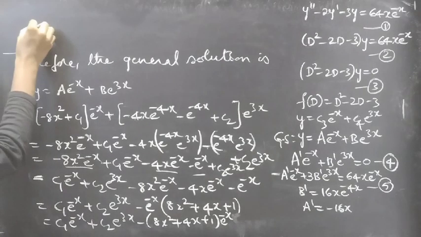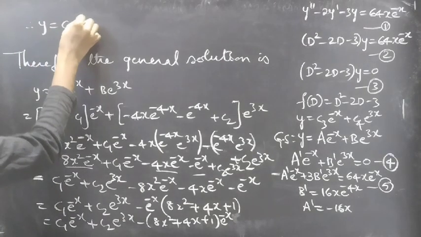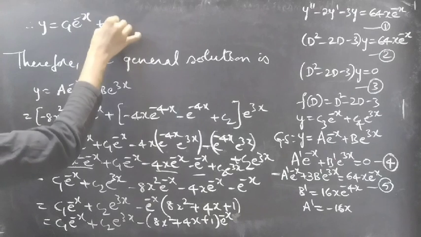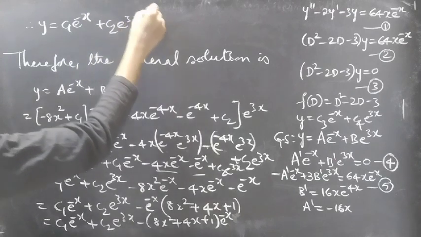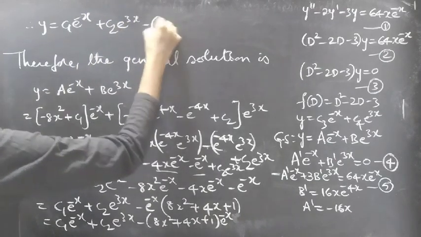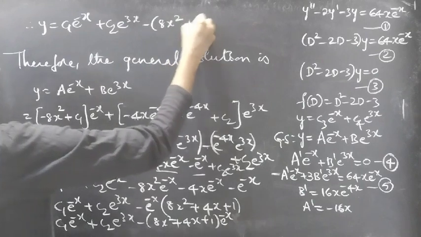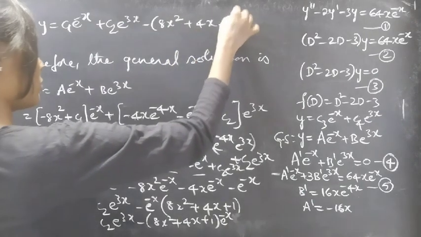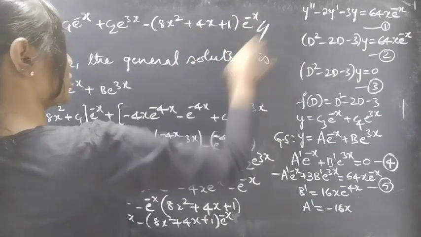Therefore, y equal to c1 e power minus x plus c2 e power 3x minus of 8x square plus 4x plus 1 into e power minus x is the required solution.